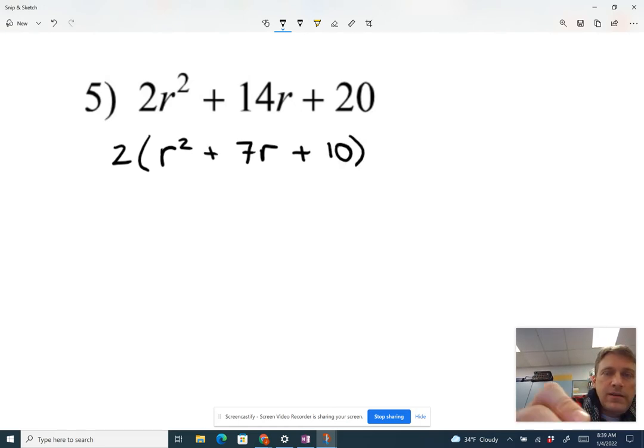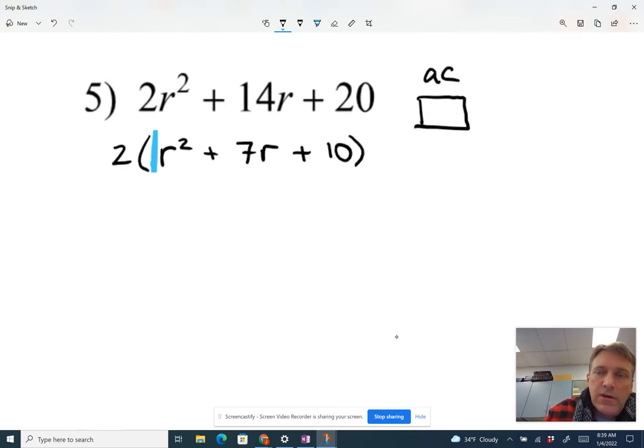And then I'm going to consider what's inside the parentheses, because it's a trinomial, to see if I can factor it further. And I remember that I have an imaginary 1 in front of that r squared. And so my AC value for this is what we do when we're factoring trinomials. We take AC, which is 1 times 10, and that would be 10. And our B value, which is the middle term, is 7. And we're looking for numbers that multiply to AC and that add to B.